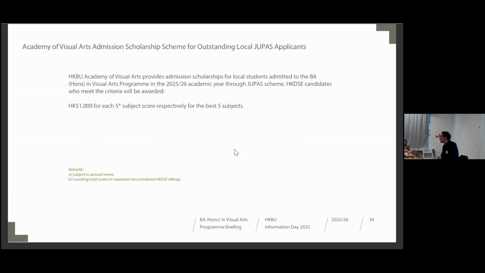It's not terribly generous, but it's there. We like to reward our better achieving incoming students. This is our scholarship for local students admitted to the program. HKDSE candidates who meet the criteria would be awarded 1,000 for each 5-star subject score, respectively. Please stay back and ask me more questions about that later.